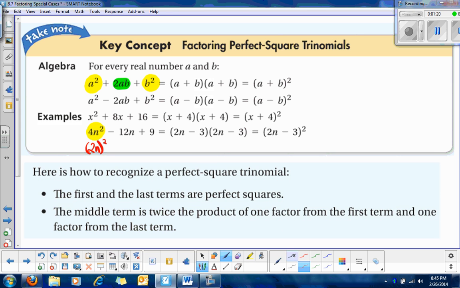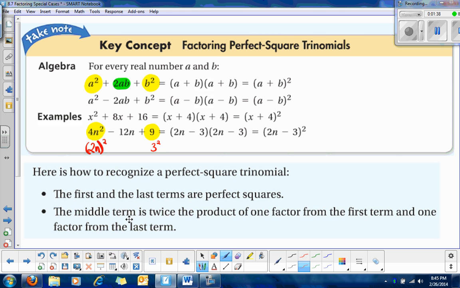Then the last term also has to be a perfect square. So 9, of course, we all know is a perfect square because 3 times 3, or 3 squared, is equal to 9. Now let's take a look at the second requirement.